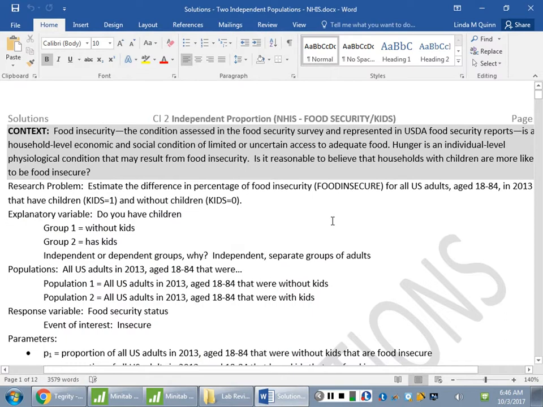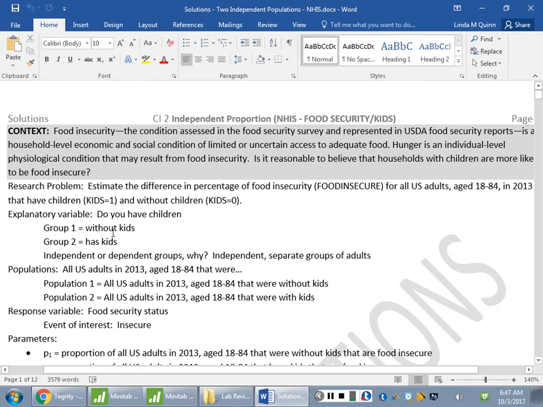Our first problem is looking at food insecurity, and it says the problem is estimate the difference in percentage of food insecurity for all U.S. adults that have children and without children. The 2 groups that are mentioned in the research problem are kids and no kids, and so that's our explanatory variable. Do you have children, without kids, or has kids?